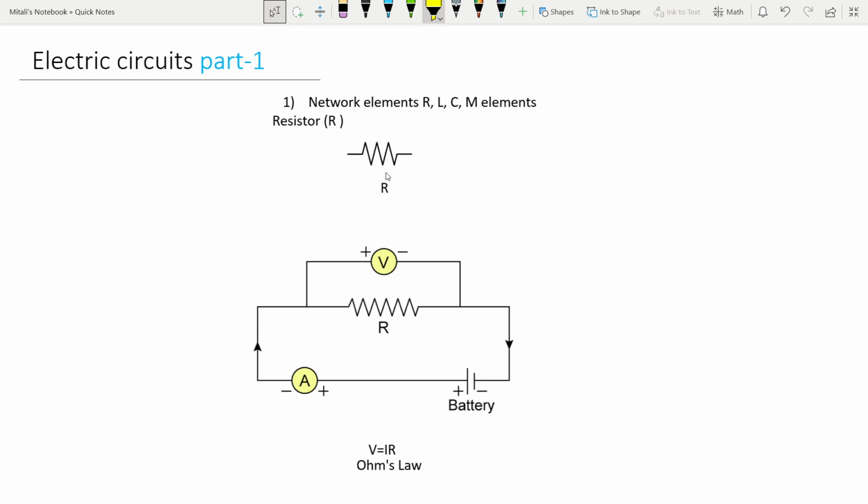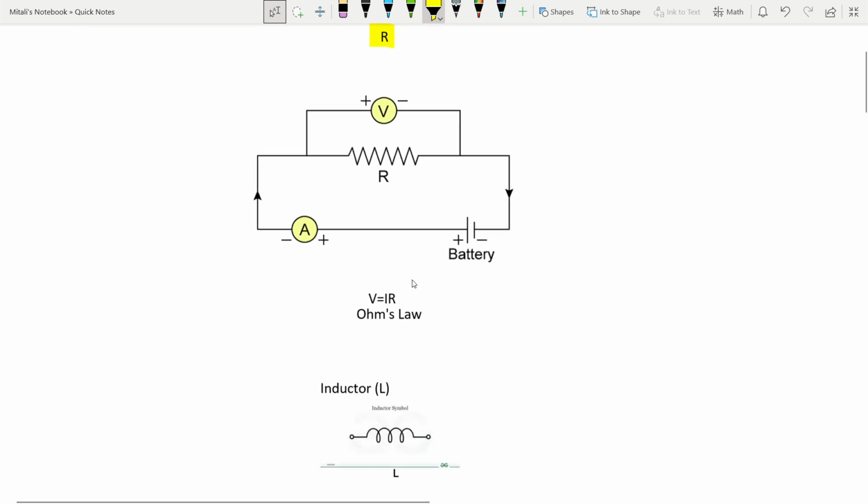First, resistors, symbolized by the letter R. A resistor is an electrical component that limits and regulates the flow of electric current in the circuit. Ohm's law, which is V = IR, is demonstrated using this diagram. It relates the voltage V across resistor R to the current I flowing through it and its resistance R.